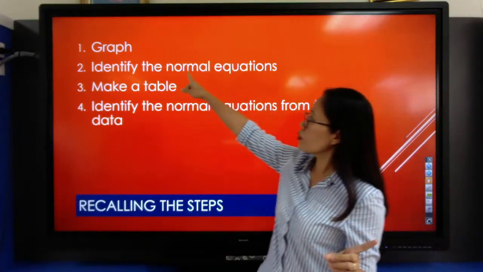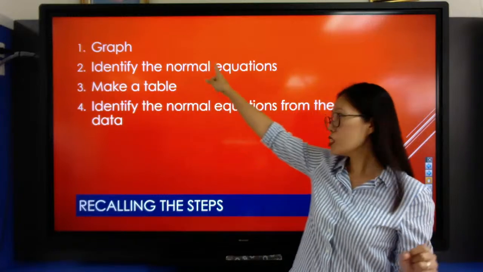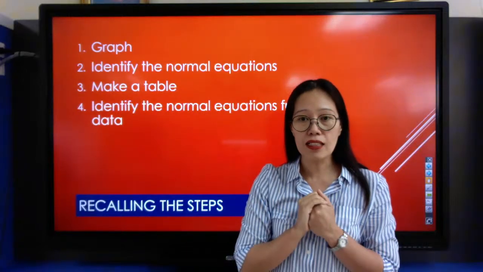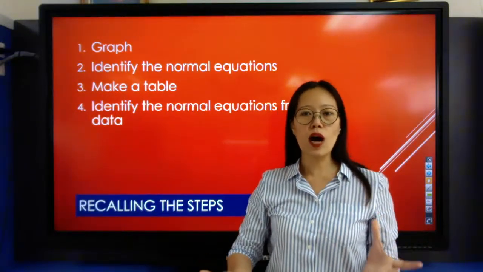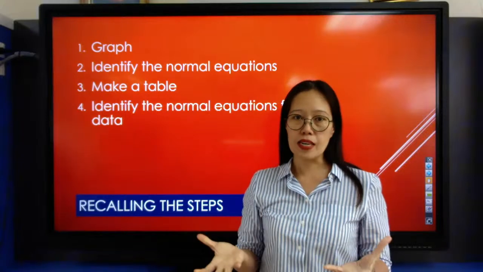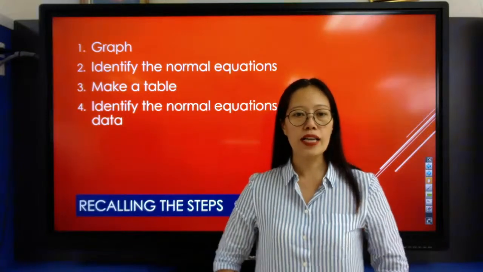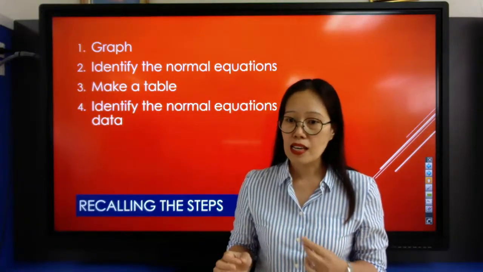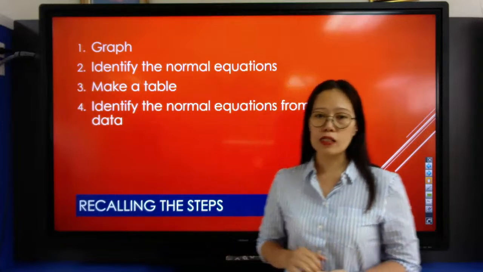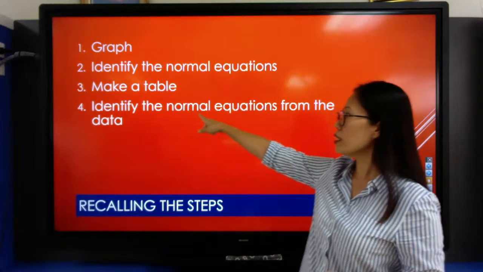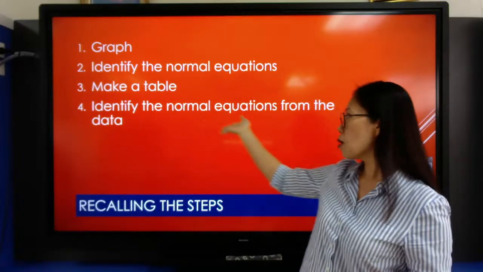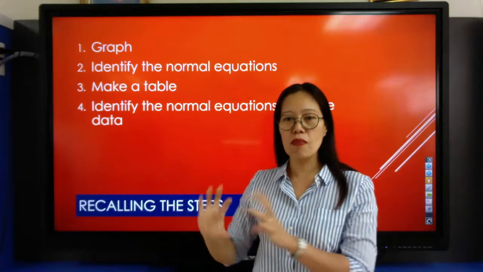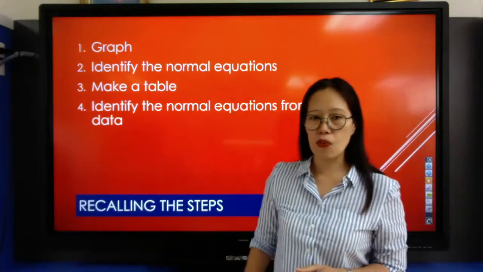You know the difference between the first and the fourth, right? The first one is the normal equation from the general equation. If it is linear, then that is y = mx + b. If it is a parabola, then that is y = ax² + bx + c, right? Same is true with our exponential. But in number 4, you're going to identify the normal equations from the data. So you're going to use now the table to make these normal equations in number 4.